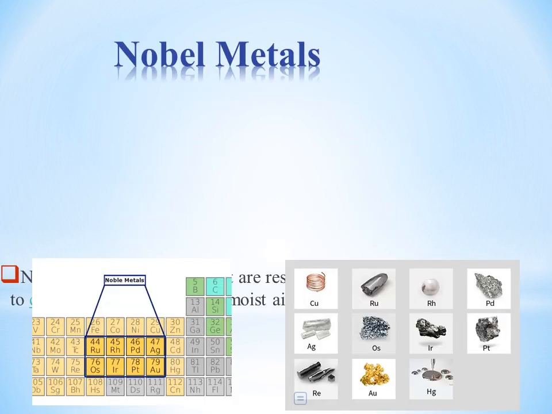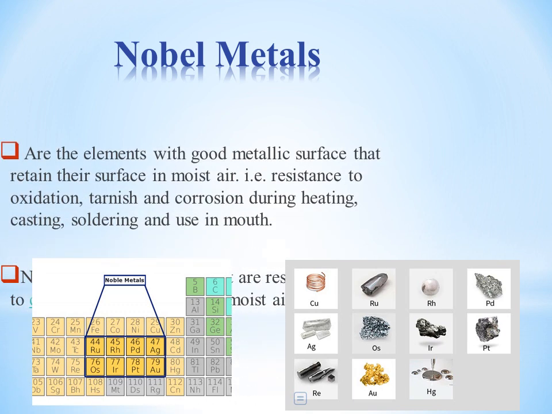So let's start with the definition of noble metals. What are noble metals? These are the elements with the good metallic surface that can retain their surface in moist air and have resistance to oxidation, tarnish, and corrosion during heating, casting, soldering, and use in the oral cavities. So basically, they are those metals that are resistant to both corrosion and oxidation in moist air.